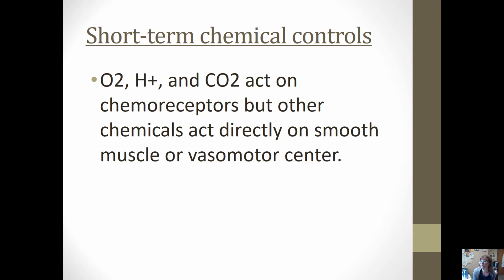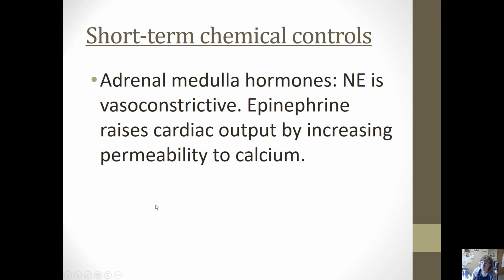Oxygen and hydrogen ions and carbon dioxide are going to act on the chemoreceptors, but we have other chemicals that will act either directly on smooth muscle or the vasomotor center without involving the reflexes that the chemoreceptors use. So two of these short-term chemical controls are the adrenal medulla hormones.